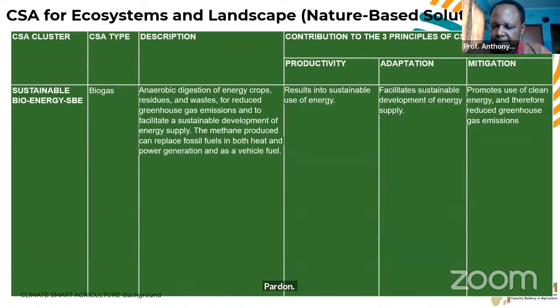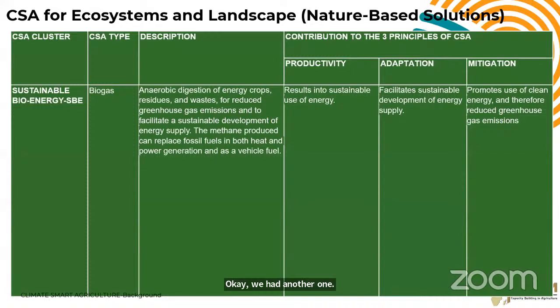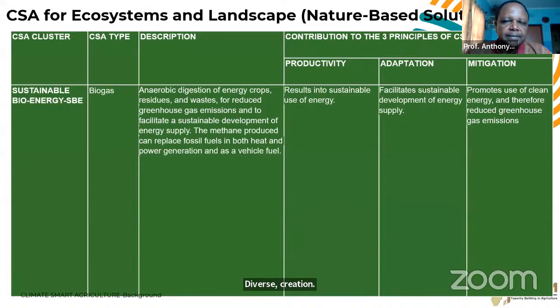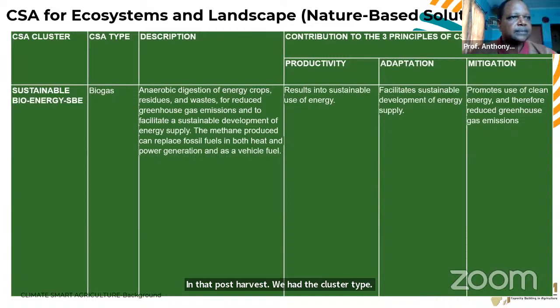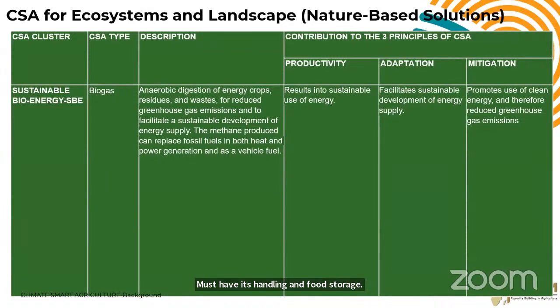Okay, we had another one, if I remember, crop diversification. Where we had improved crop varieties and breeding. Then we have the post-harvest handling, where the cluster type was post-harvest handling and food storage. We had food processing, food distribution and marketing, and food consumption.